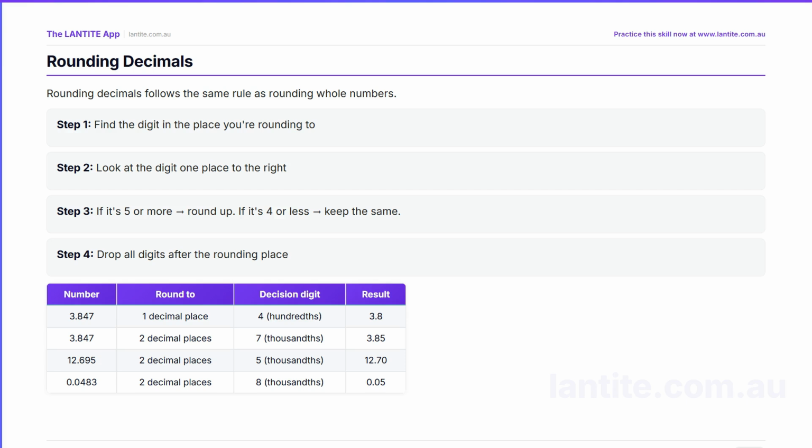12.695 to 2 decimal places. The decision digit is 5, so round up. 69 becomes 70, giving 12.70. And 0.0483 to 2 decimal places. The hundredths digit is 4, the decision digit is 8, so round up to 0.05.